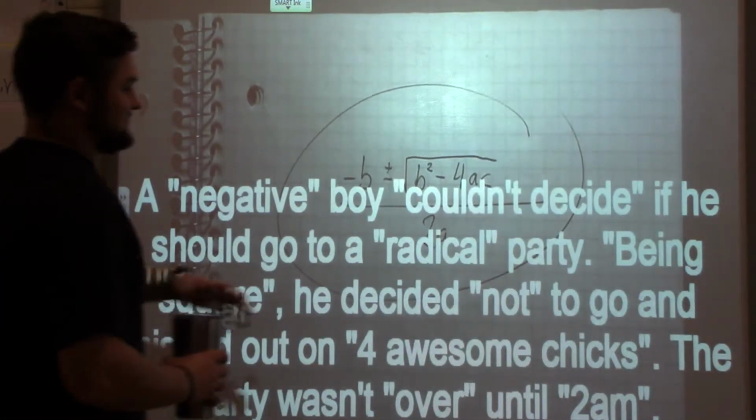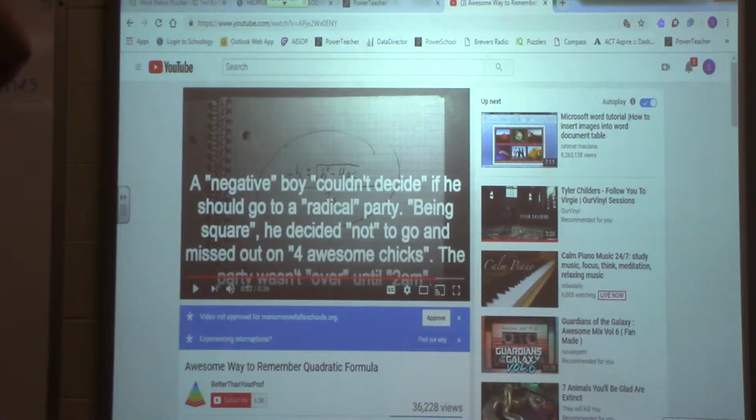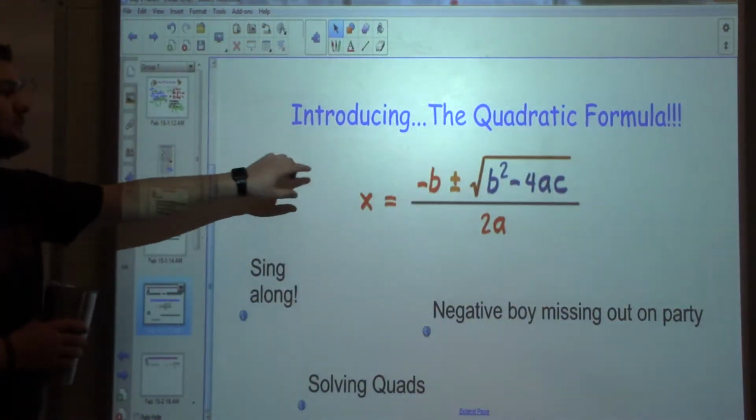Quadratic formula. Alright, so those are a couple different ways to remember it. Like I said, I'll post those links to Schoology. But let's try some problems. We're going to use this.